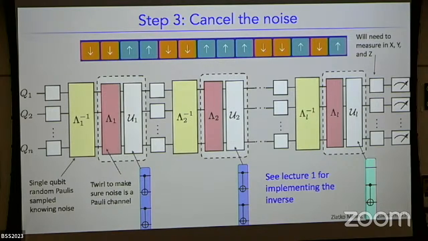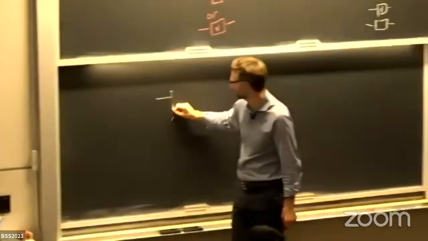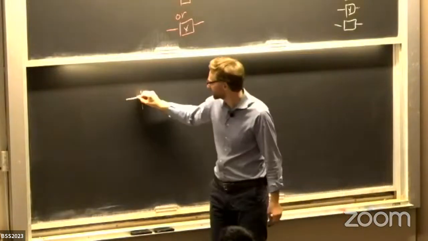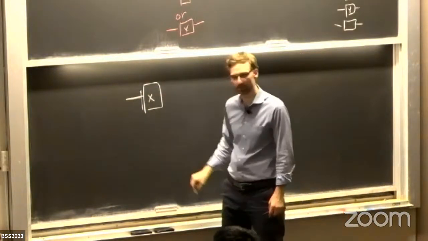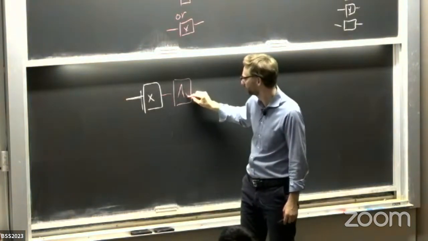I don't have errors in the single qubit rotation. Ah, yes. So I can either assume that because experimentally we can independently verify that their errors are 100 times smaller, or there's a trick you can do, which I sort of mentioned at the end of lecture one, which is that suppose I have some single qubit gate here, X. That gate X has some error, which I can call lambda X, let's say.